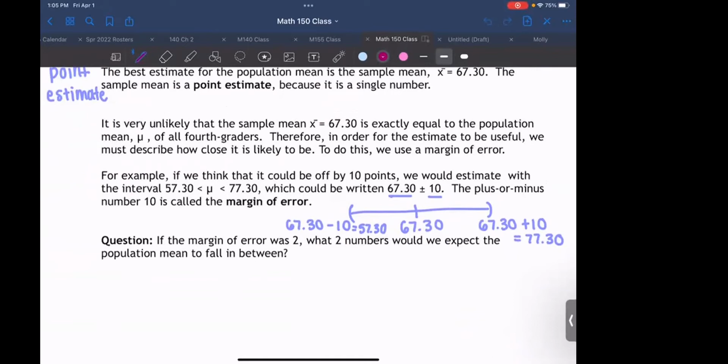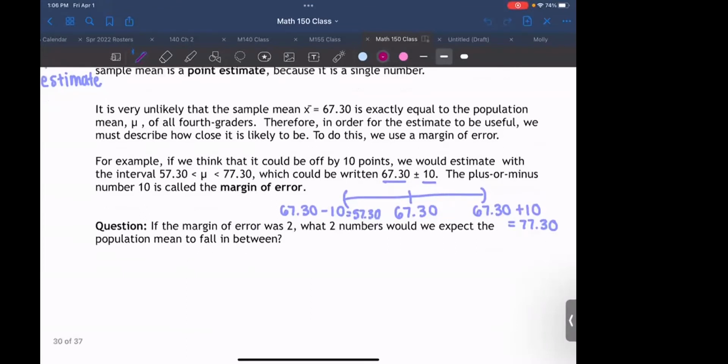To do this, we worked with this idea of the margin of error. The margin of error is going to tell us how big the interval is going to be. So for example, if the margin of error is 10, we could take our point estimate, add 10, subtract 10, and then I would have an interval of 2 numbers, 57.3 and 77.3, that the population mean might be. So all I did is add the number 10 to 67.3 and subtract the number 10 from it.